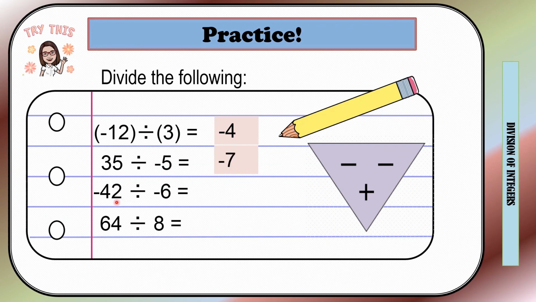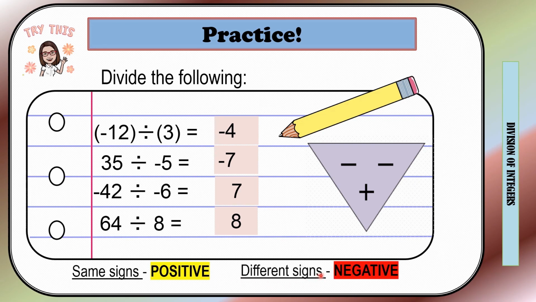For the third, given negative 42, negative 6. They are both negative, the answer will be positive. So 42 divided by 6, you have 7. Next is 64 divided by 8. They are both positive. So your answer is just positive 8. And I know that you can already get what we are showing with you. So again, this is all about division of integers. Remember that if you have the same signs, it is either product or quotient, the answer is always positive. If you have different signs for product and quotient, you have negative sign.